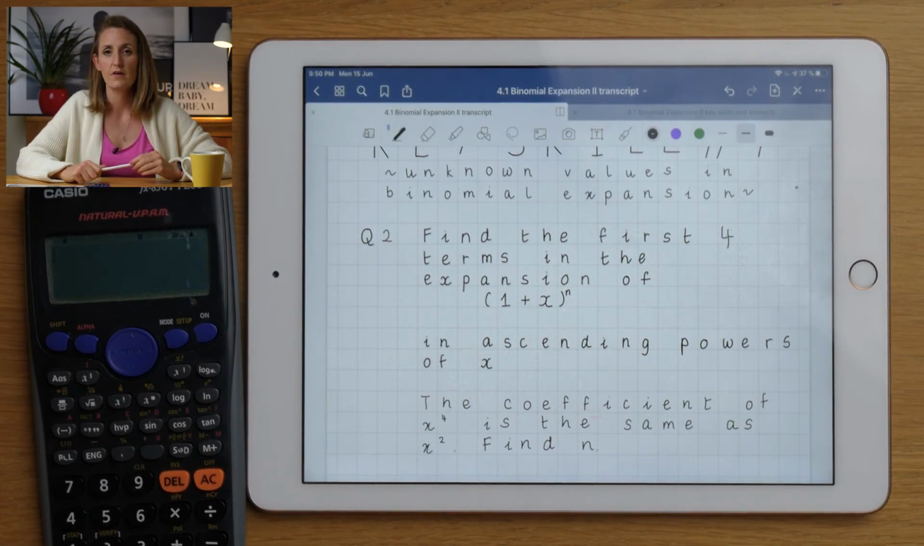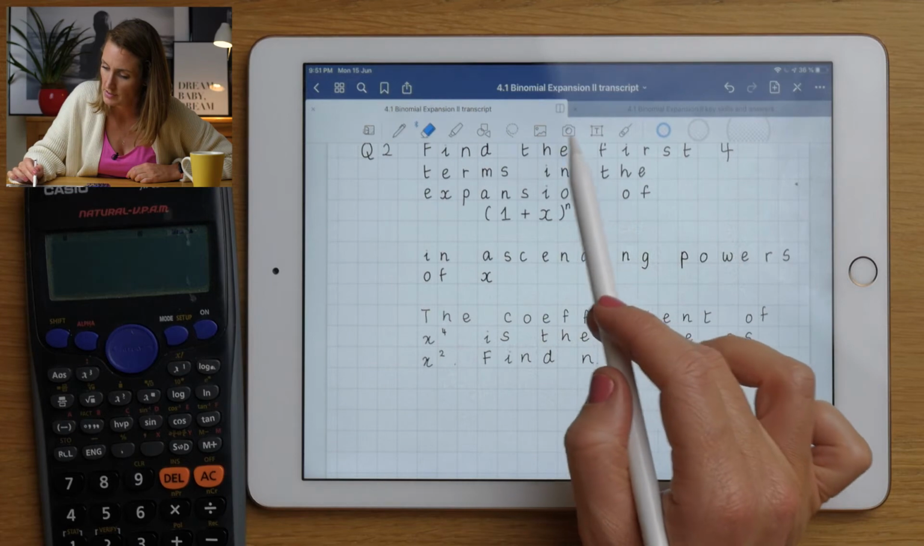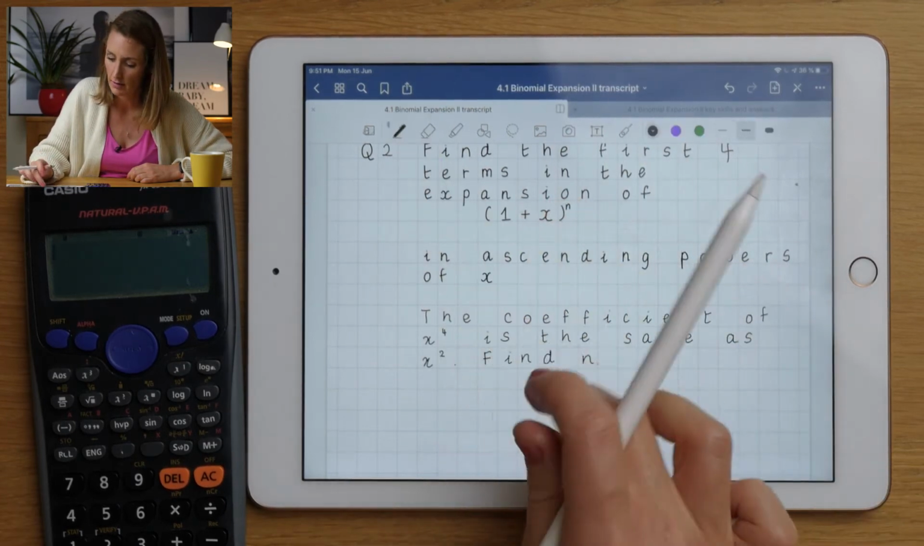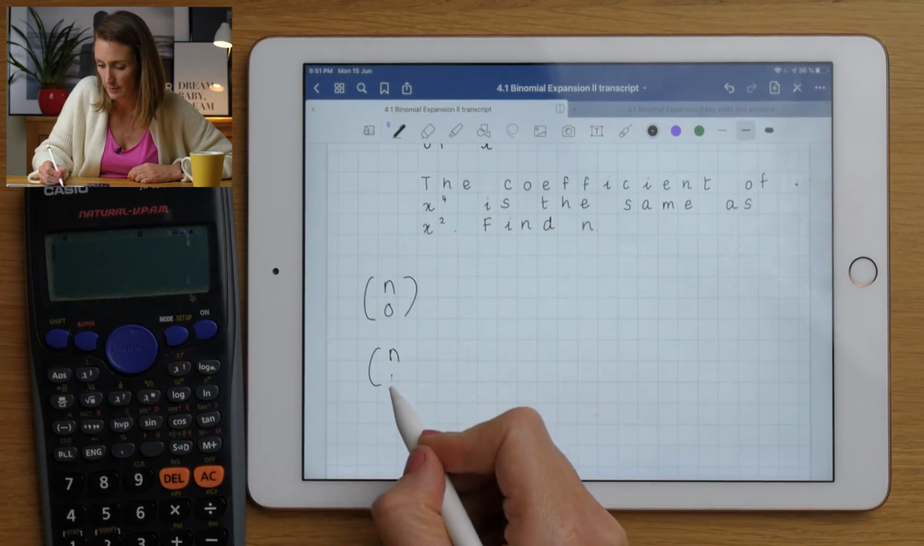The question says, find the first 4 terms in the expansion. Let's get going. We need the first 4 terms. Now, the difference between this and all the other questions we've seen is we have an n there. So here we would have n choose 0. We want the first 4, right?